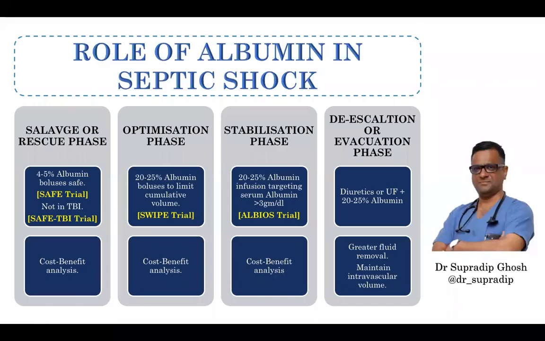So the role of albumin is well accepted in different clinical scenarios. For example, in patients with hepatorenal syndrome, in patients with spontaneous bacterial peritonitis, for removal of large volume paracentesis, in patients who require plasmapheresis as replacement fluid.